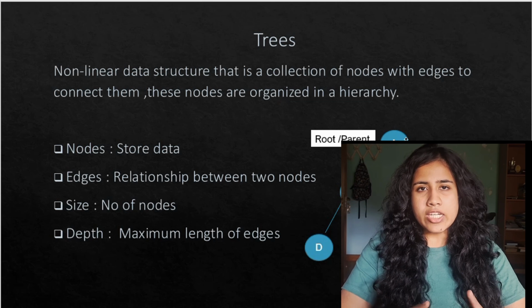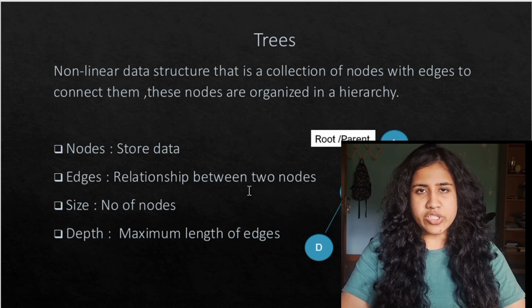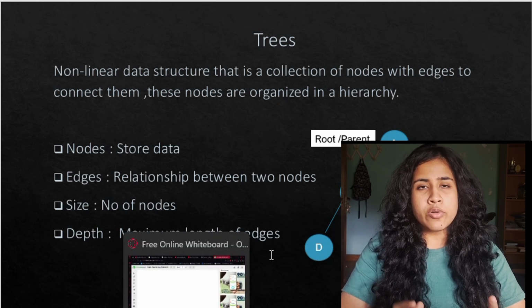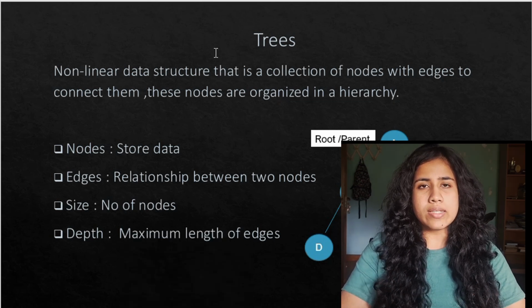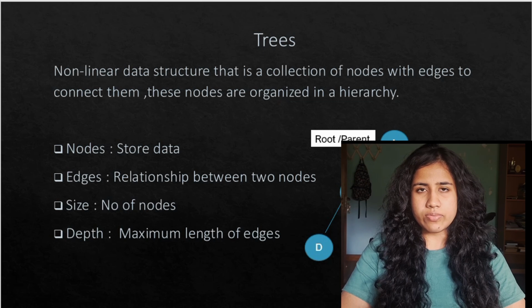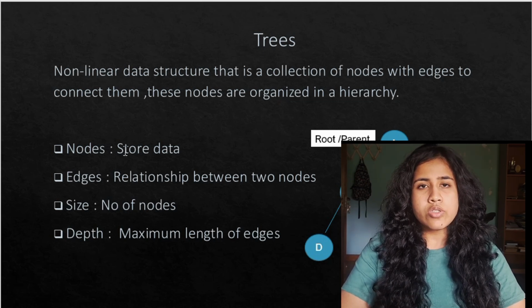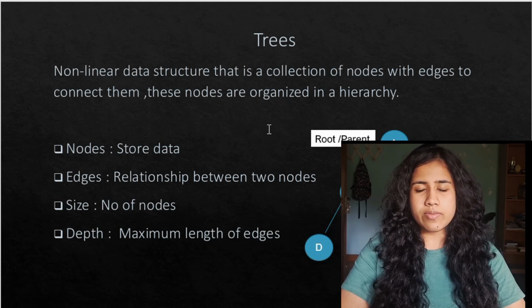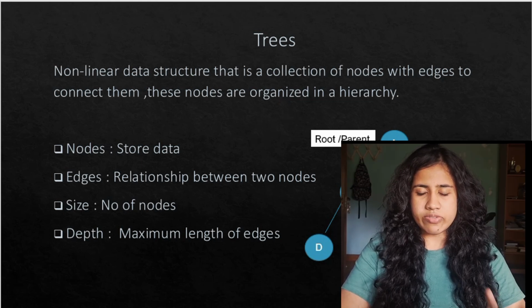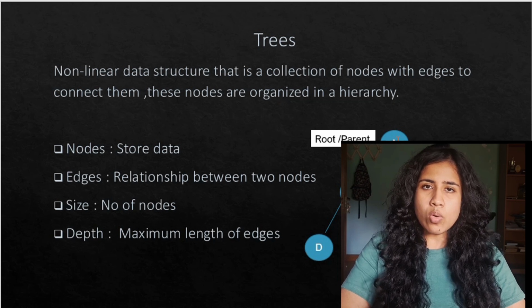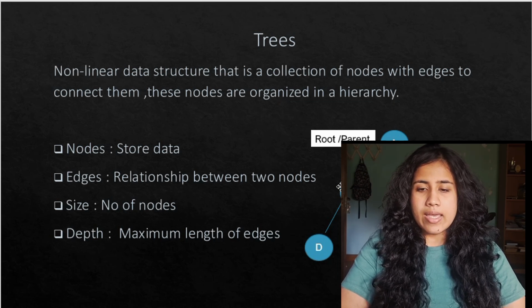So there are three main components in a tree: a root node, branch nodes, and leaf nodes. Leaf nodes are nodes with no child nodes. Now I'll explain each of these components one by one. The root node is the node which starts the tree, and it can be called a parent node.